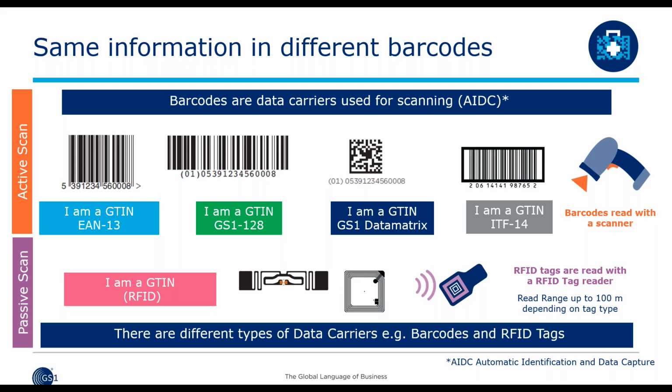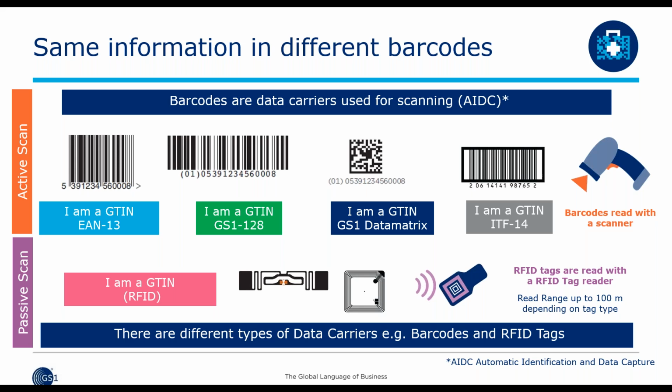That is your GTIN, that has your 13-digit GTIN. Similarly, the GS1-128 also has the same information. This information can also be included in a 2D data matrix, as well as an ITF-14, which is typically used on bigger cardboard packaging.